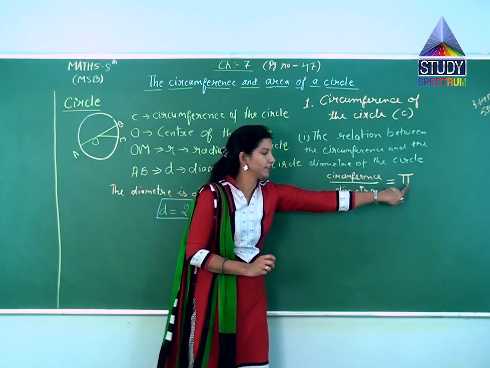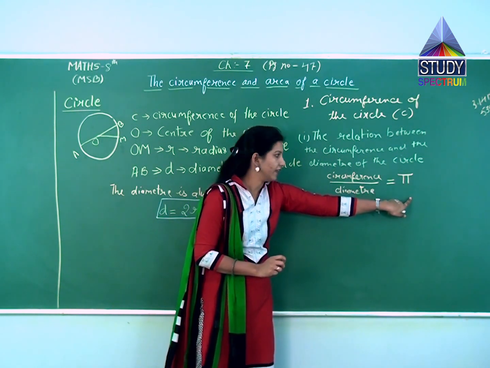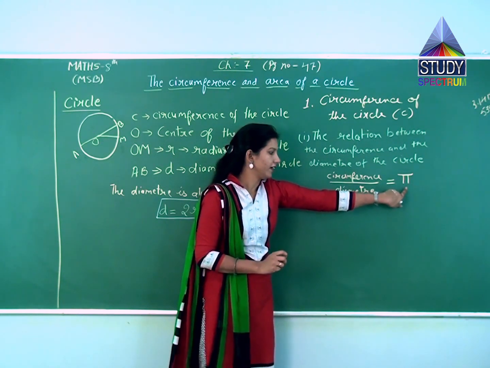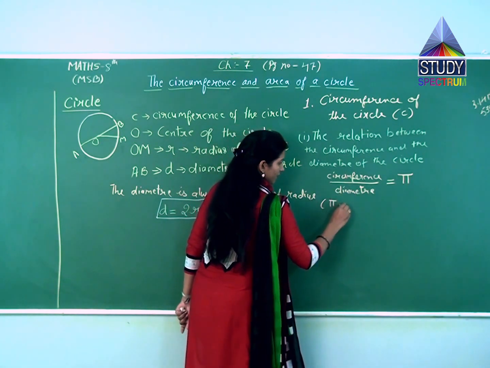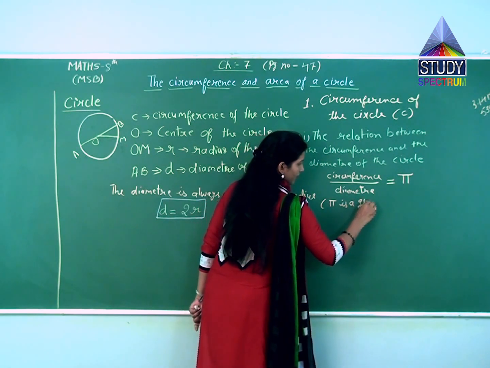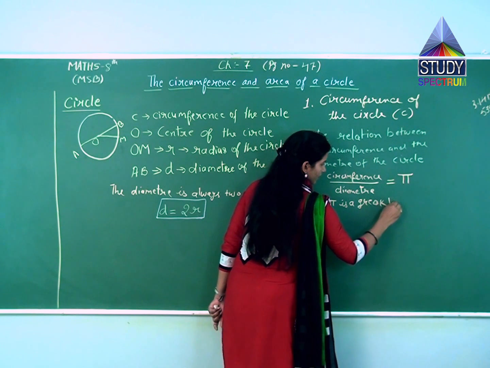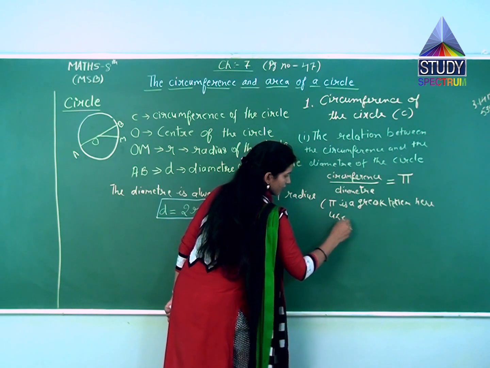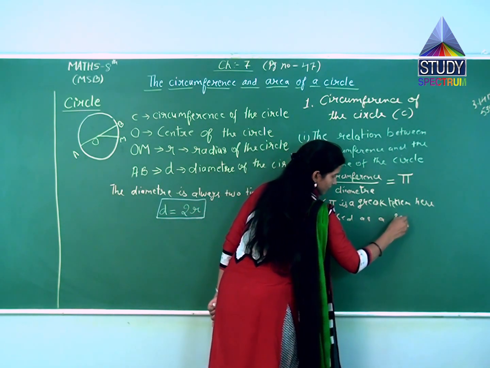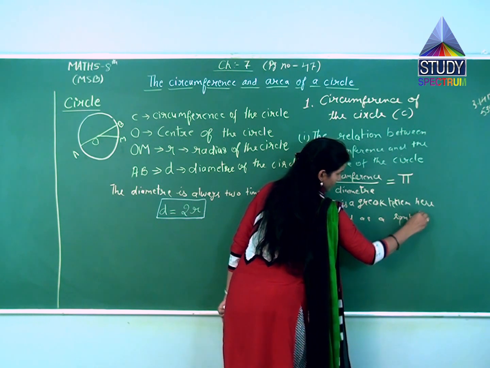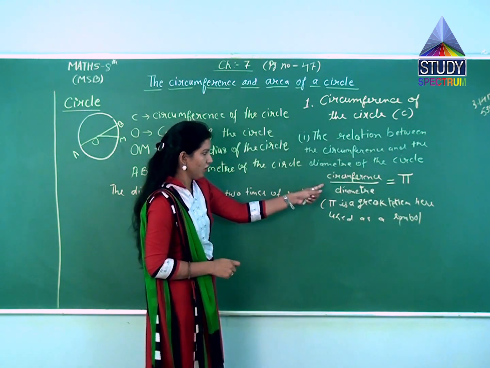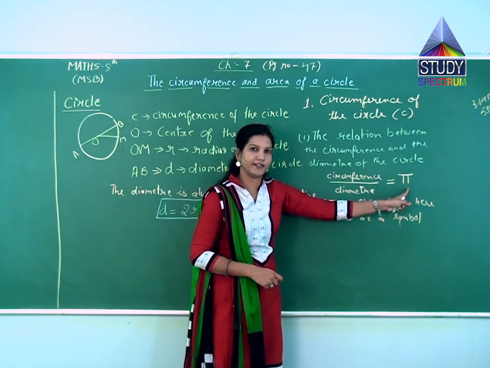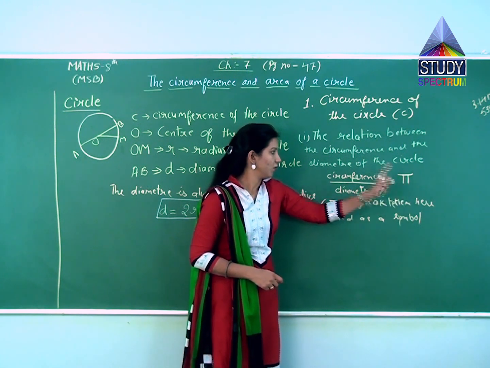What is it called? Pi. This is a Greek letter, and here this is a symbol used for the constant. Pi is here a Greek letter used as a symbol. So the ratio of circumference to the diameter is always equal to the constant, and this constant is an irrational number.